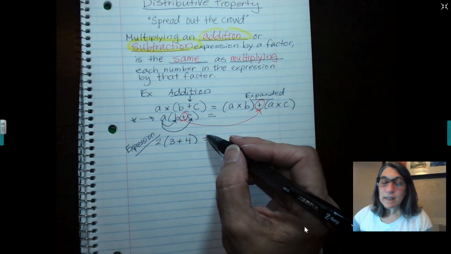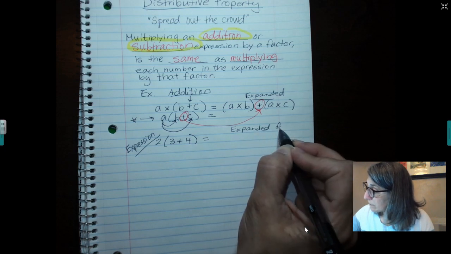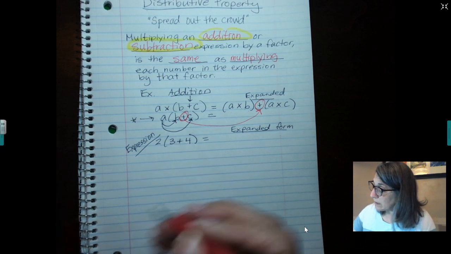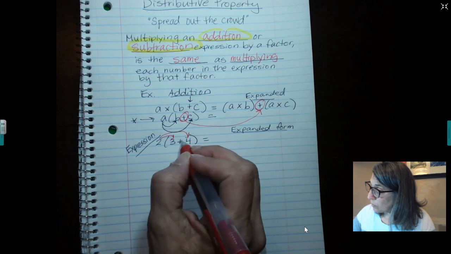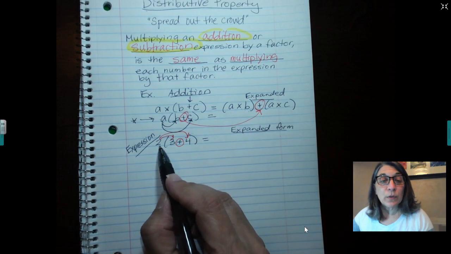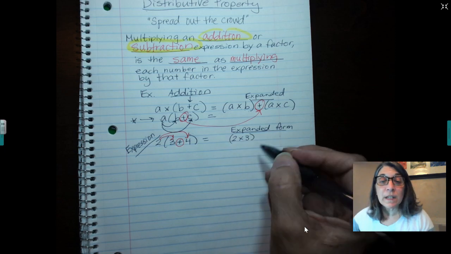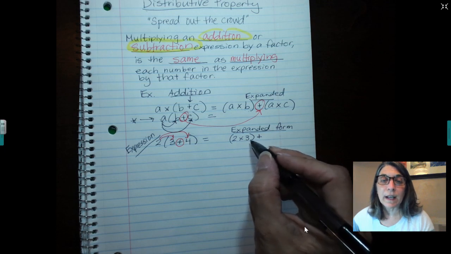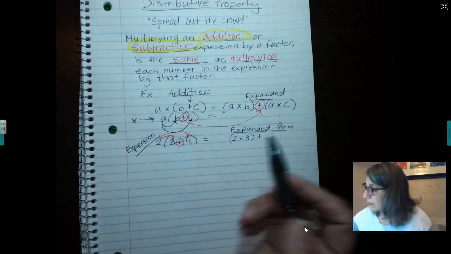So if I want to take this and write it in expanded form, my notes are not neat, I'm sorry. I'm going to take this 2 and multiply it by the 3, and then multiply it by the 4, but keep my addition sign. So to expand this out, I'm going to do 2 times 3, and I'm going to put it in parentheses because I'm putting a plus sign here, and I want to group them together so they stay together. And then I'm going to come back and do 2 times 4, the other number inside the expression.